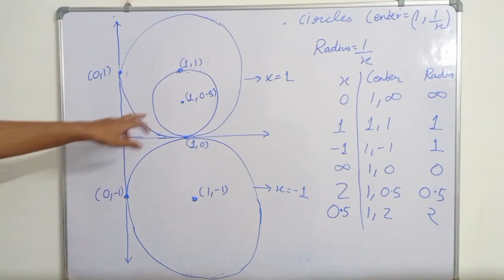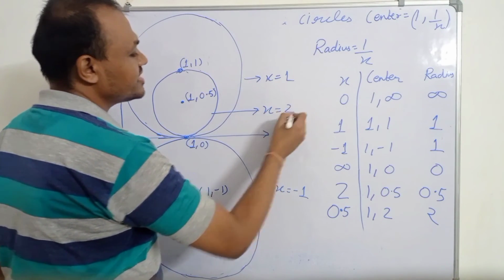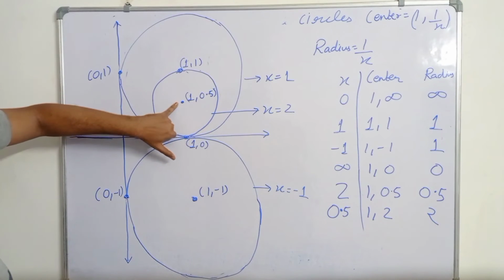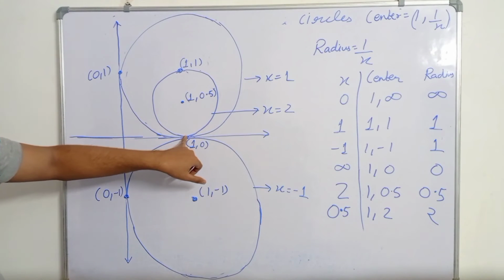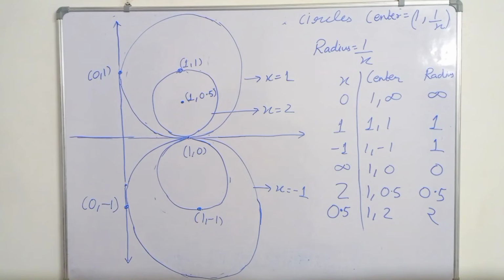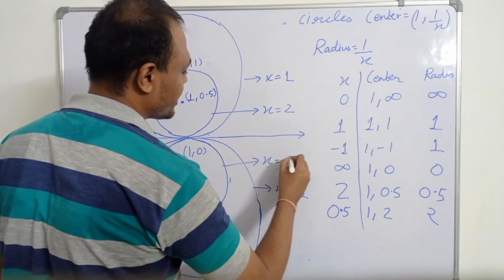Now this is the circle for x equal to 2. The circle for x equal to 2, the center is 1 comma 0.5. So this is 1 comma 0.5 and its radius is 0.5. So again it will pass through point 1 comma 0 and 1 comma 1. So this is the circle for x equal to minus 2.